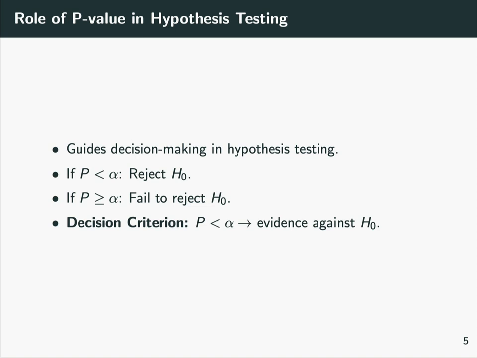Instead, the p-value should be interpreted as a continuous measure of evidence against the null hypothesis. The smaller the p-value, the stronger the evidence against the null hypothesis. However, it's important to consider other factors, such as the effect size and prior knowledge, when drawing conclusions from our data.